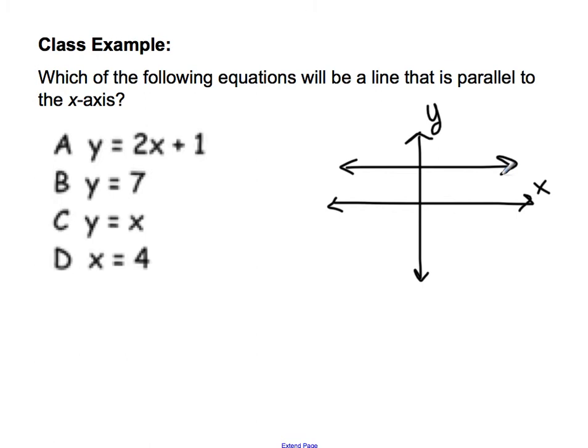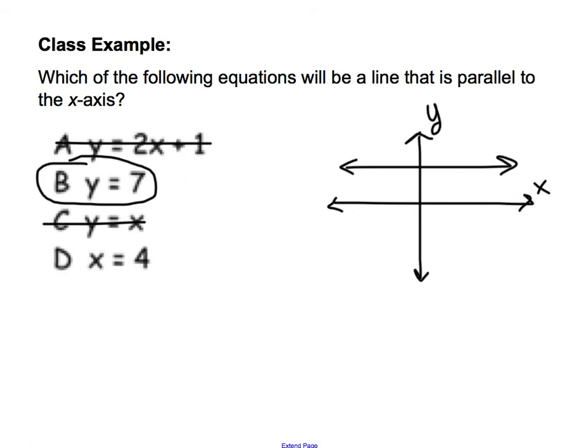Sorry, I'm sneezing over here. So this is oblique, that's oblique. Okay, so get rid of your oblique lines. The ones that have two variables in it are oblique. They're slanted. We've dealt with those. So since a horizontal line crosses the y-axis, it has to be y is equal to.